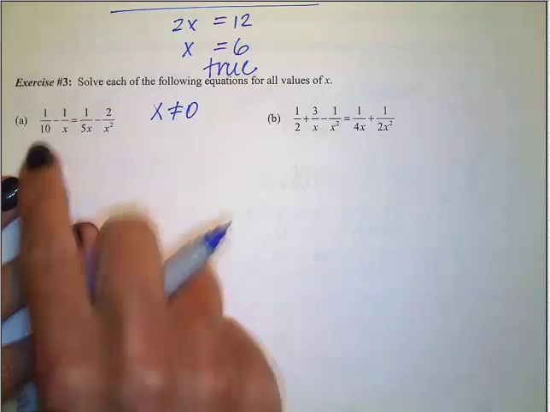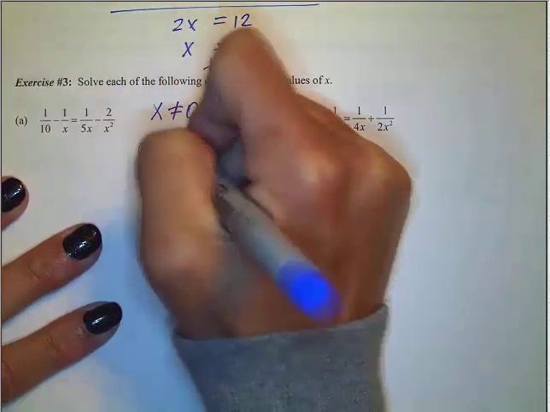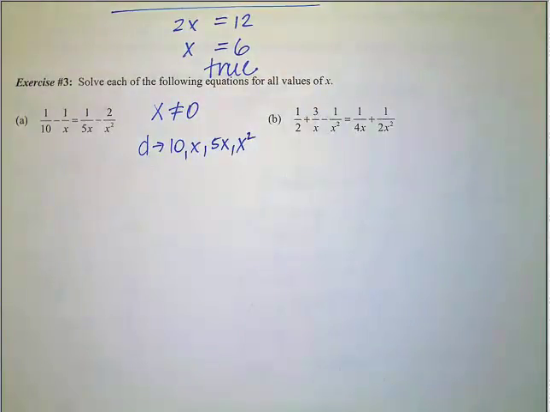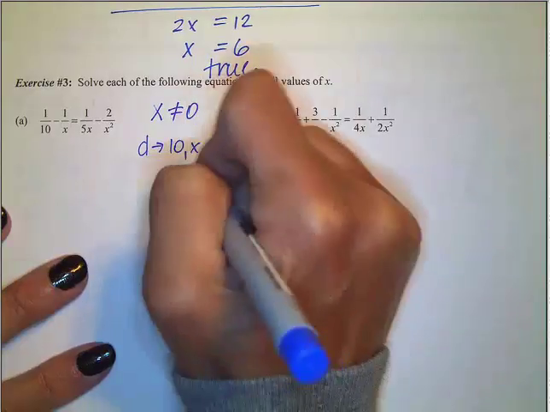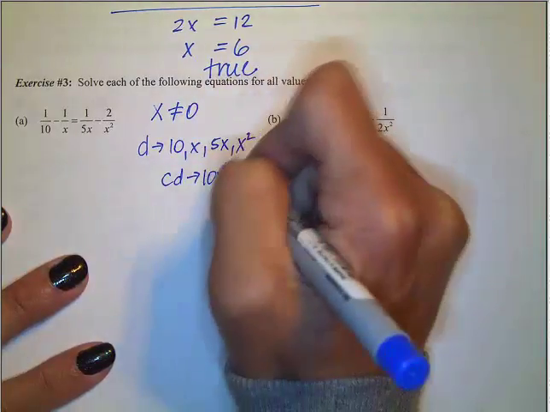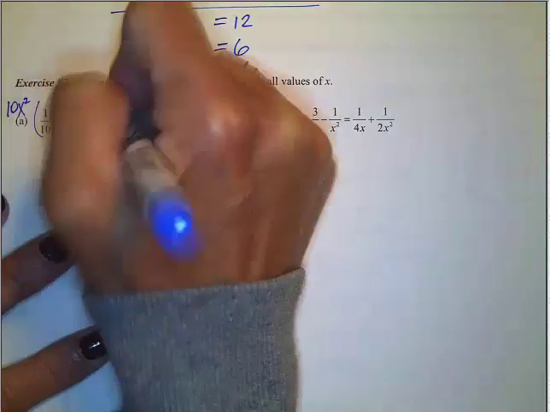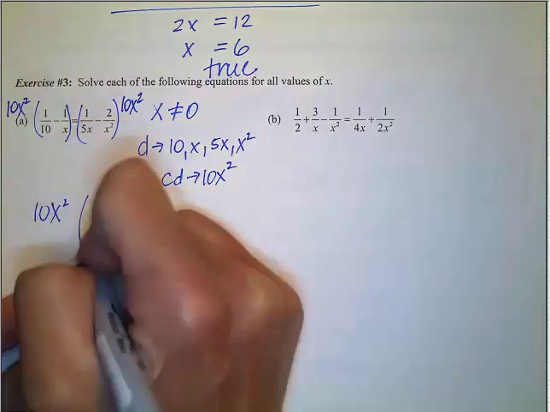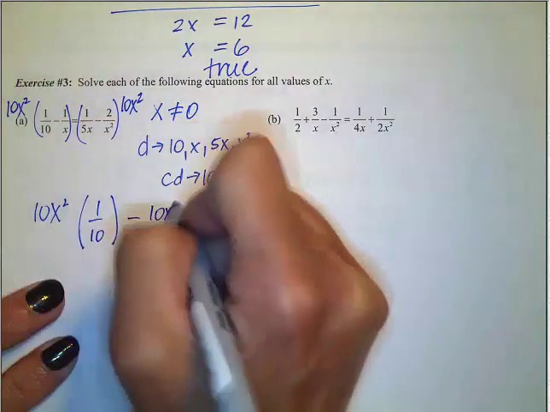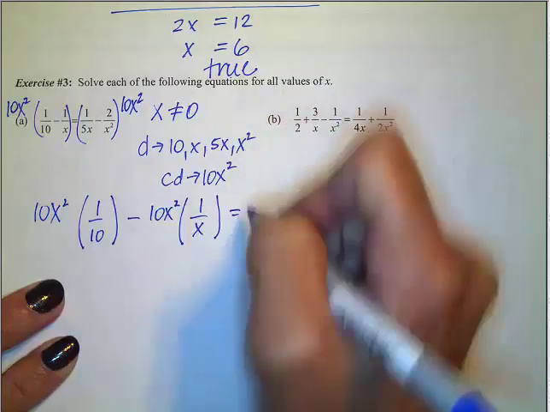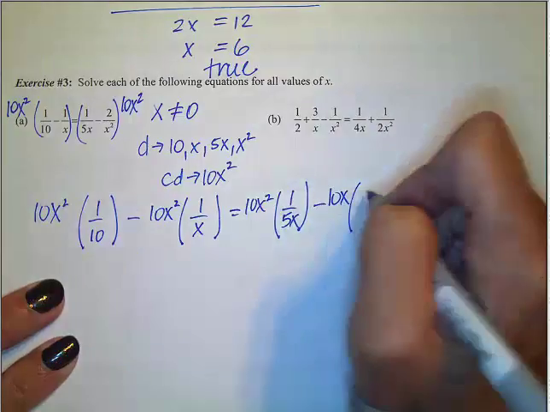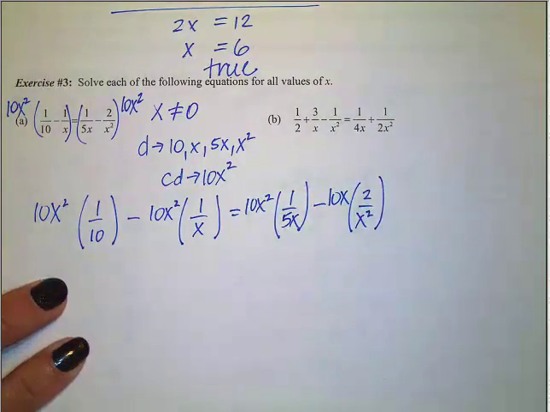Now, when you look at all these denominators of 10x, 5x, and x squared, what can I make them all into? So my common denominator is 10x squared. So I'm going to multiply both sides of the equation by 10x squared. So on the left side, I get 10x squared times 1 over 10 minus 10x squared times 1 over x equals 10x squared times 1 over 5x minus 10x squared times 2 over x squared. And I kind of infringed on part B, but that's okay.